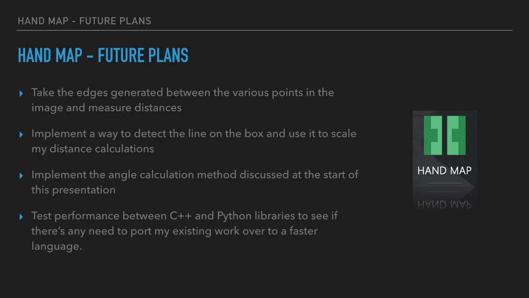My plans coming up would be to take the edges generated between the various points in the image and measure the distances. I want to also implement a way to detect the line on the box and use it to scale my distance calculations. Then, implement angle calculation methods discussed at the start of this presentation. And finally, I'd like to also test performance between C++ and Python and see if there's any need for me to port my existing Python code over to a faster language.